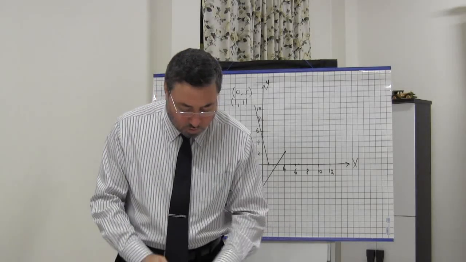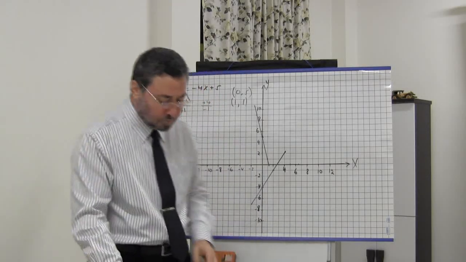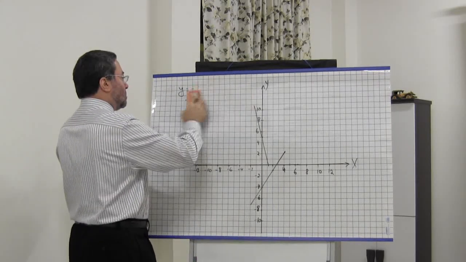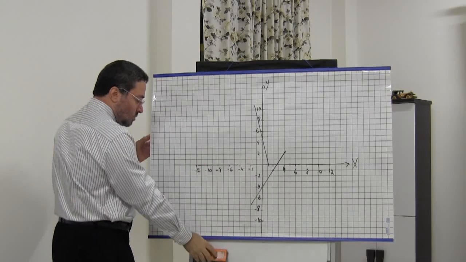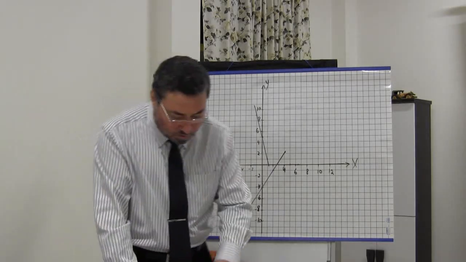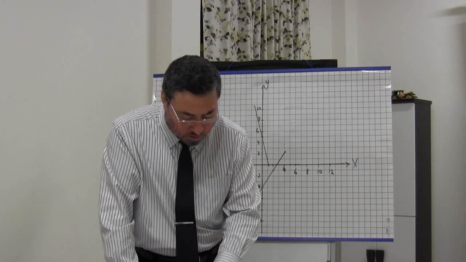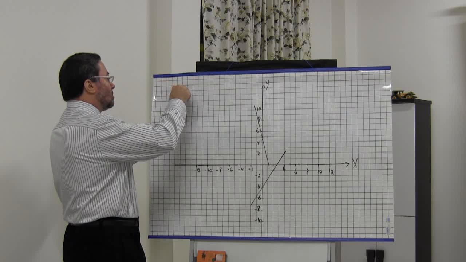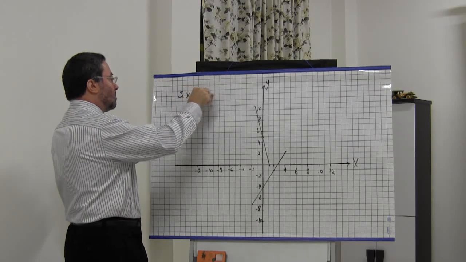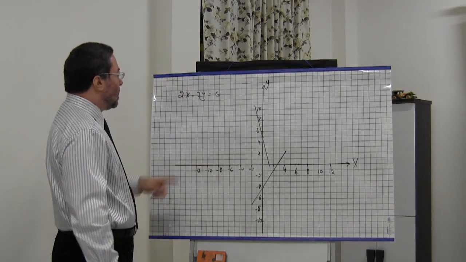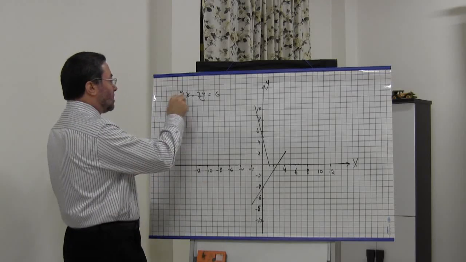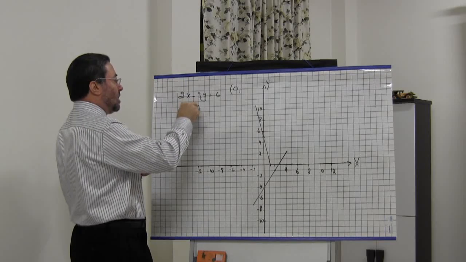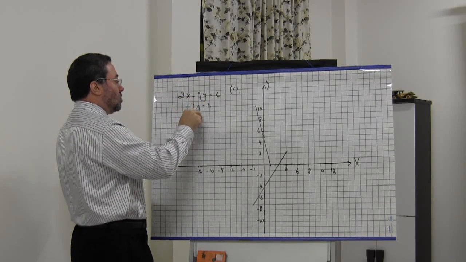Next is number 28. Graph by using the x-intercept and y-intercept. 2x minus 3y equals 6. In order to get the y-intercept, x has to be 0. So we get minus 3y equals 6, and y equals minus 2.